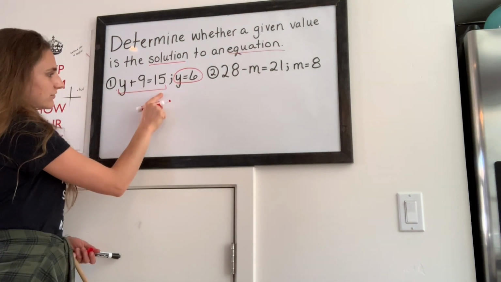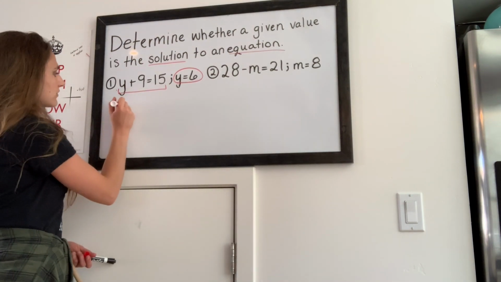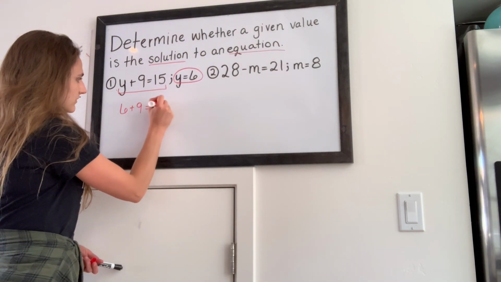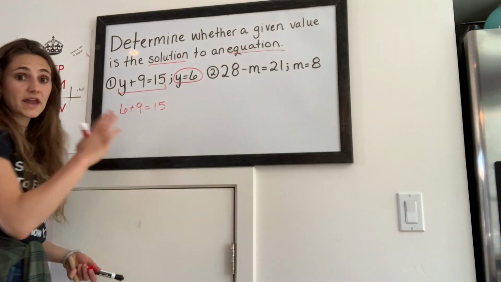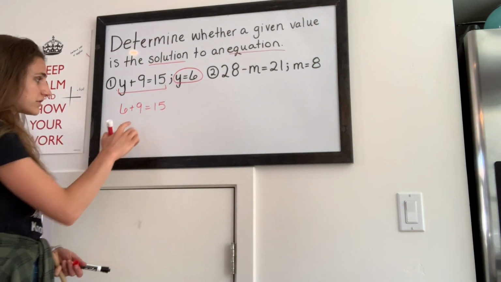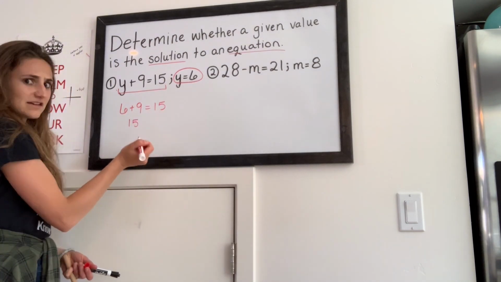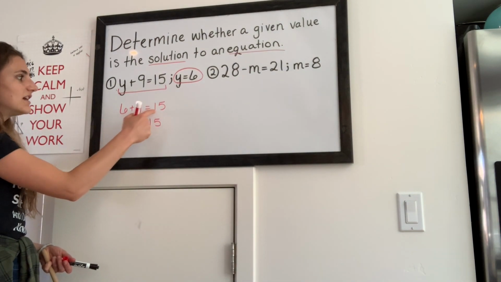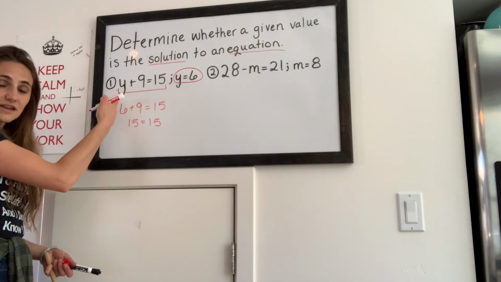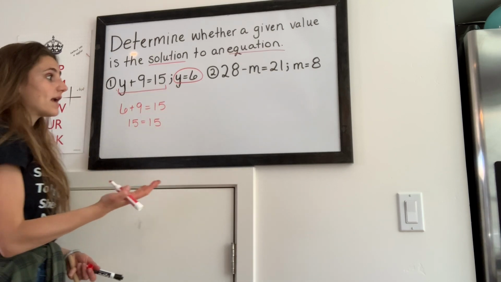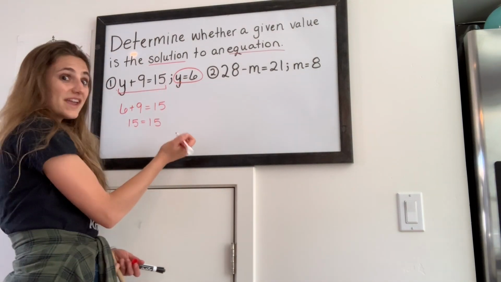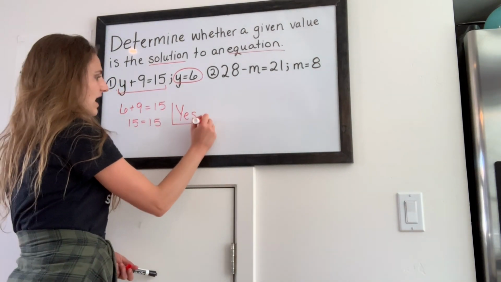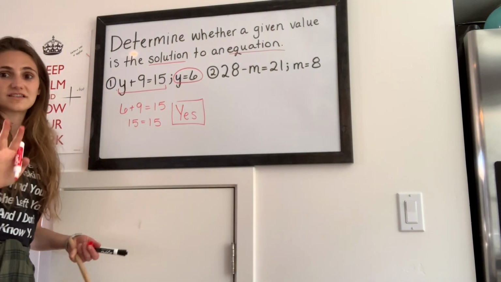Y plus 9 equals 15. Instead of writing y, I'm going to write 6. So I have 6 plus 9 equals 15. Well, I know that 6 plus 9, and remember, you can use a calculator to support you, but I know that 6 plus 9 equals 15. So this is, in fact, a true statement. 6 plus 9 does equal 15. Plugging 6 into our equation to substitute y makes this equation true. Therefore, y equals 6 is a solution to this problem, and we can write yes. Yes, y equals 6 is a solution.